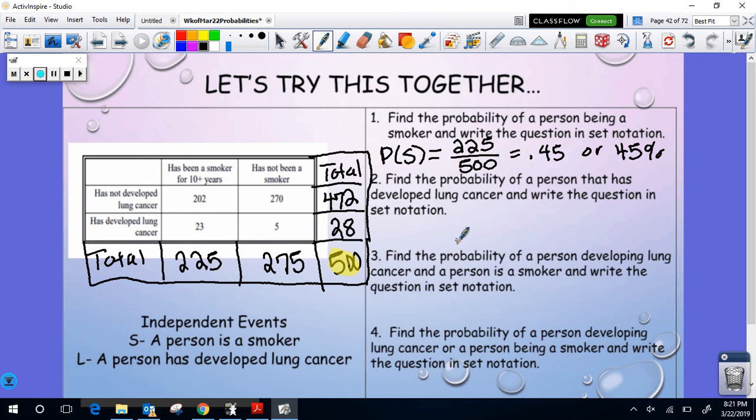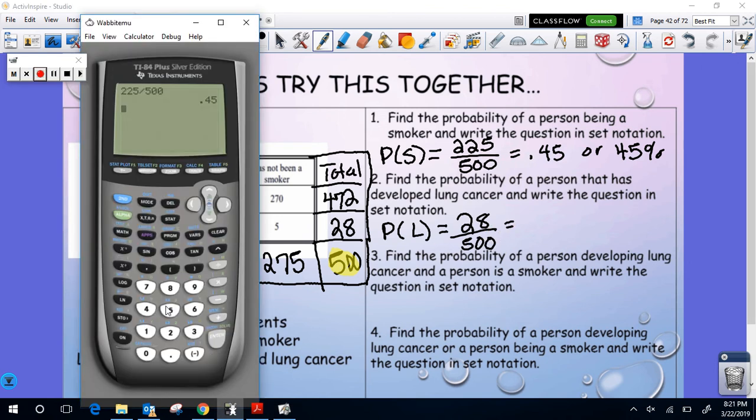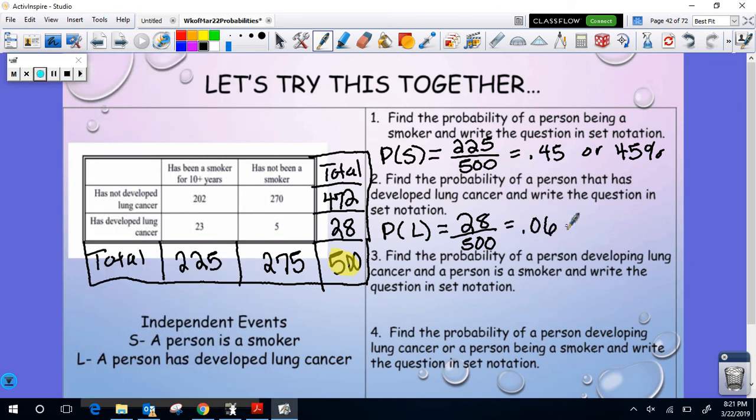The next question says find the probability of a person that has developed lung cancer and write the question in set notation. So the probability of someone that has developed lung cancer, that's your set notation. We're going to go over here and look up those that have developed lung cancer, which is going to be 28 over the total of 500 people. So we're going to put that in the calculator. 28 divided into 500 equals 6%, round to the nearest hundredth. So I'm going to say 0.06 or 6%.